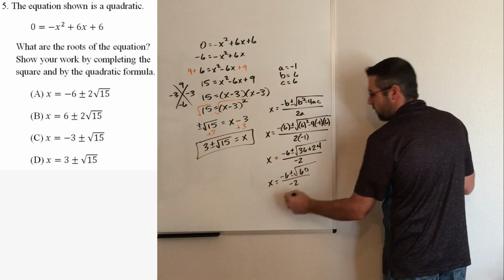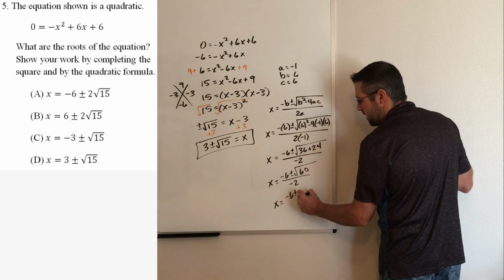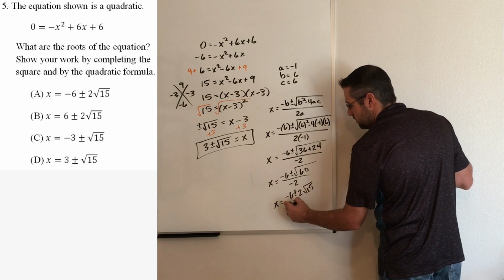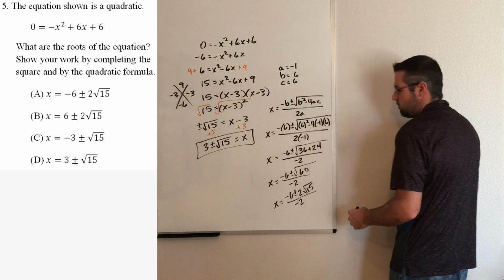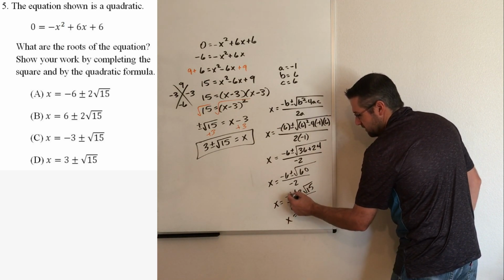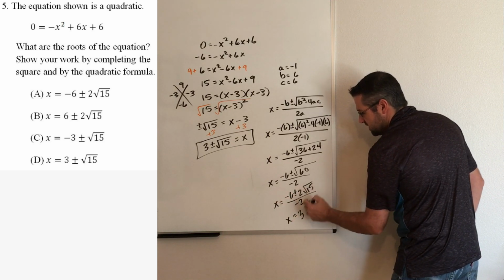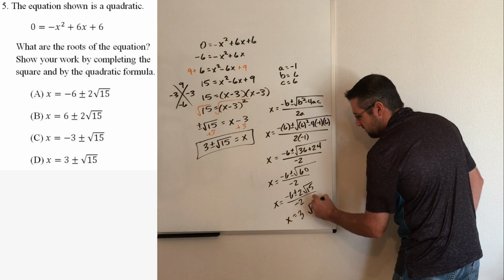We're going to simplify that radical. Not going to dwell a long time on simplifying that radical. That radical simplifies to 2 rad 15 over negative 2. And then we reduce that from here. So we say x equals negative 6 divided by negative 2 is 3. And then 2 rad 15 divided by negative 2 is rad 15.